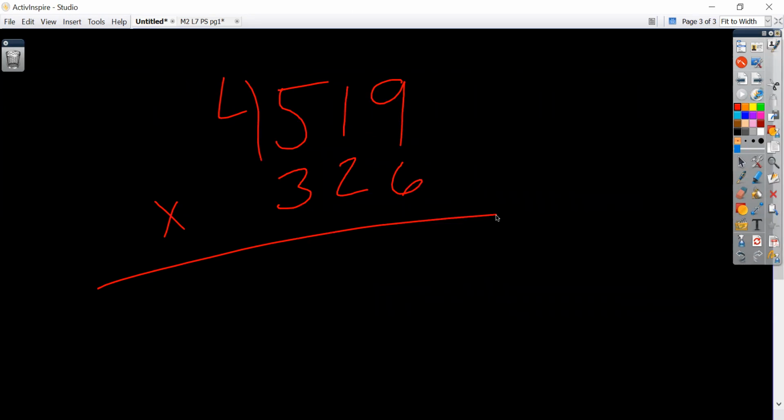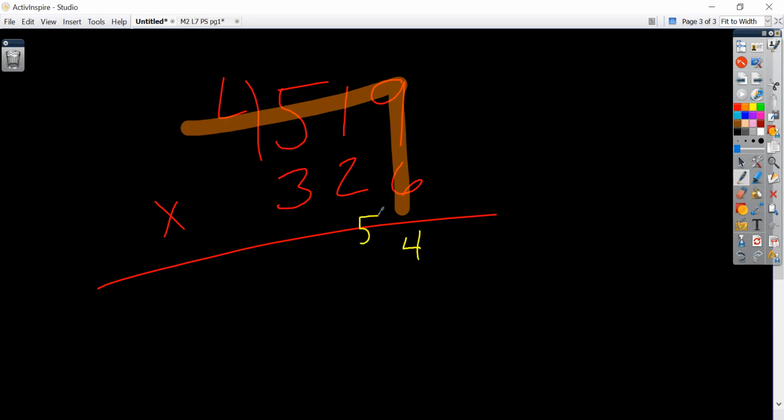All right. So, standard algorithm: 1 times all the top numbers. So 1 times 9 is 9... 6 times 1 is 6, plus 5 more is 11. 6 times 5 is 30, plus 1 more is 31. 6 times 4 is 24, plus 3 more is 27.